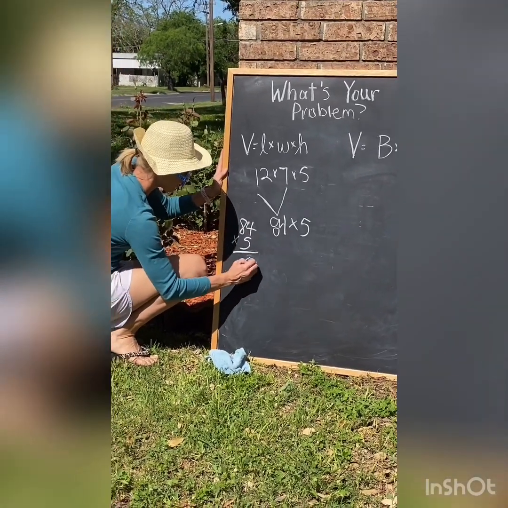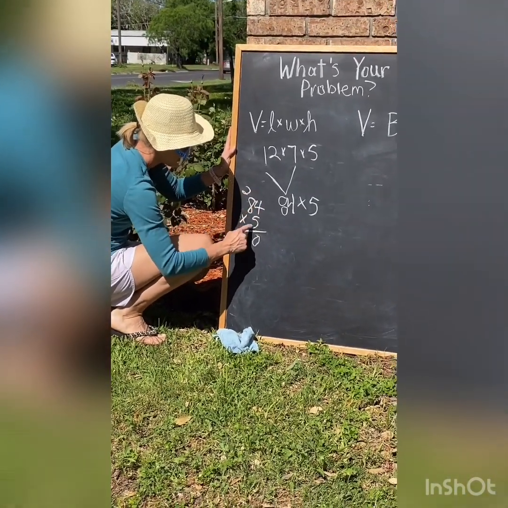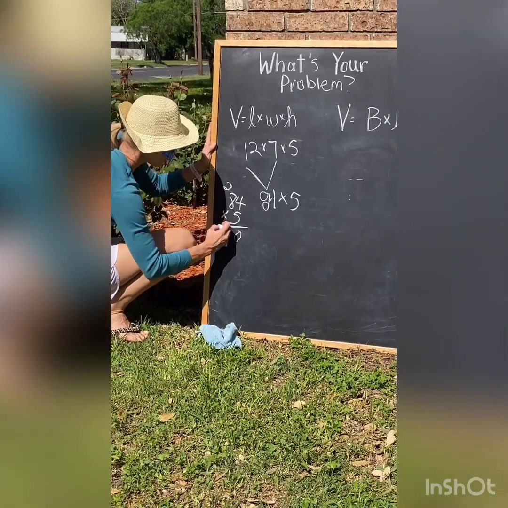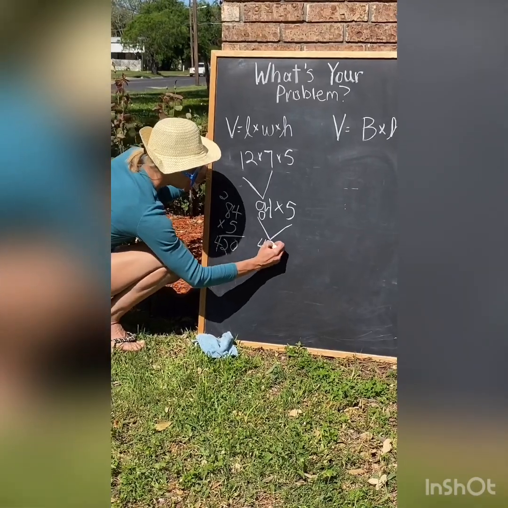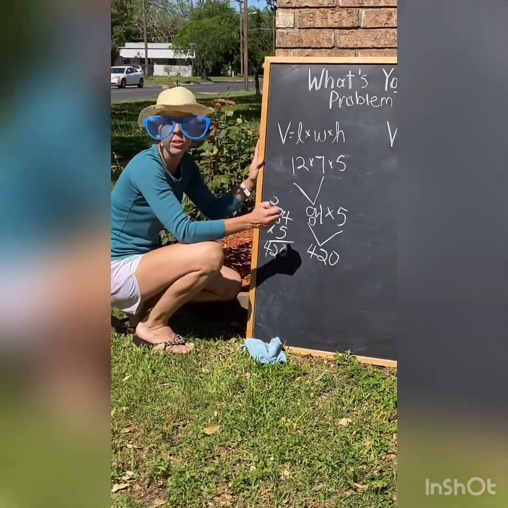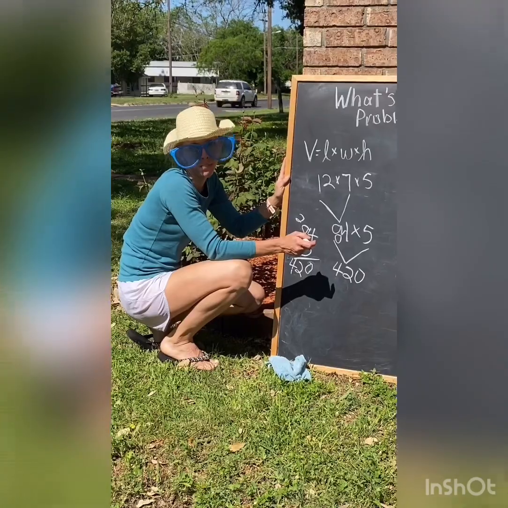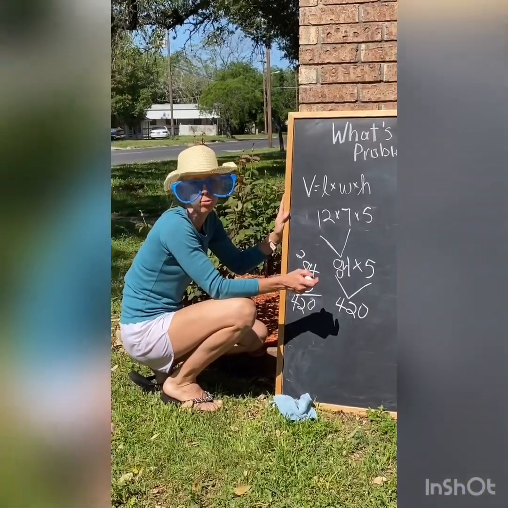5 times 4 is 20. Write the 0. Carry the 2. 5 times 8 is 40. Plus 2 is 42. That box will hold 420 of those little blocks. A far cry from Reese's 5,000. Honey, you're going to need to buy some more boxes.